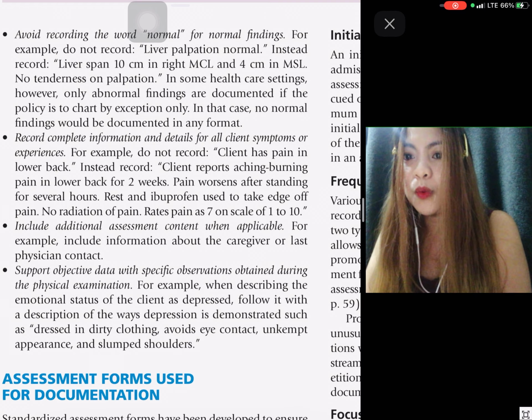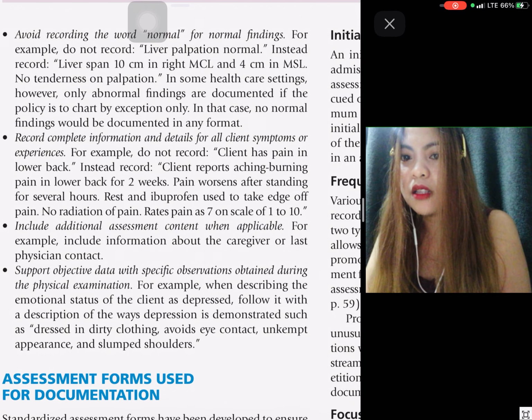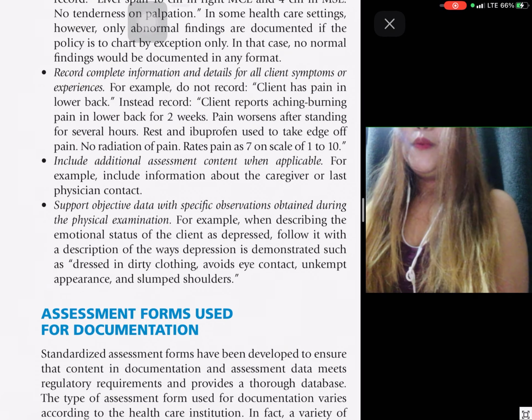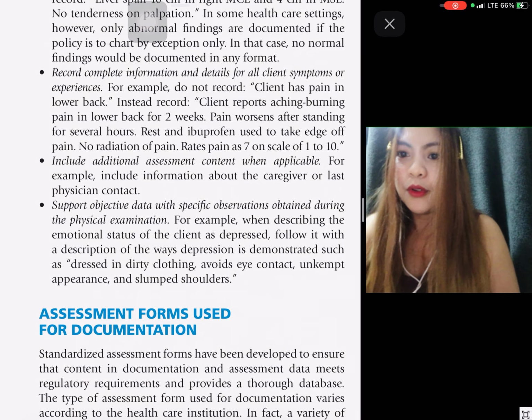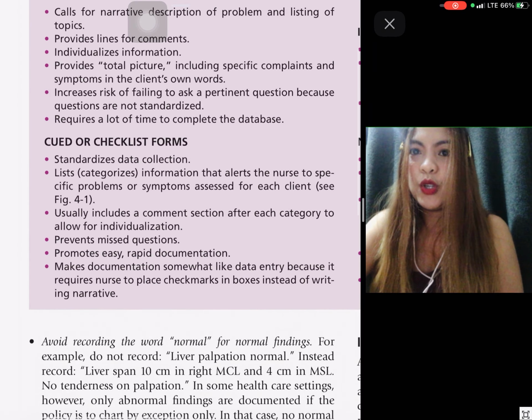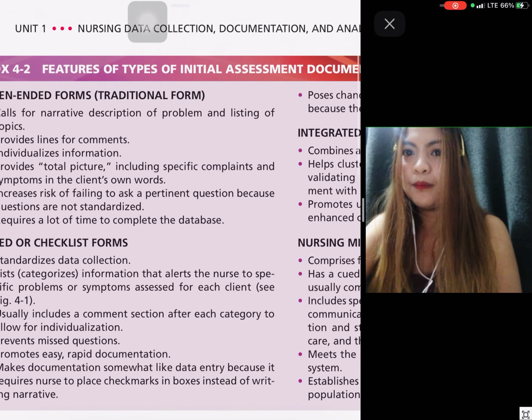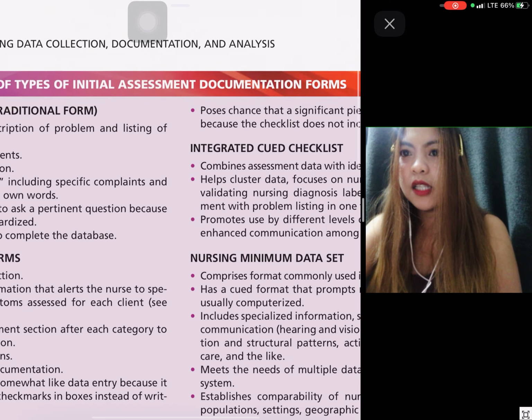So, what are the forms used for documentation? We are using forms here. We have 4 kinds of forms: features of types of initial assessment documentation form. It depends on the hospital, since they differ. So these are the kinds of forms.